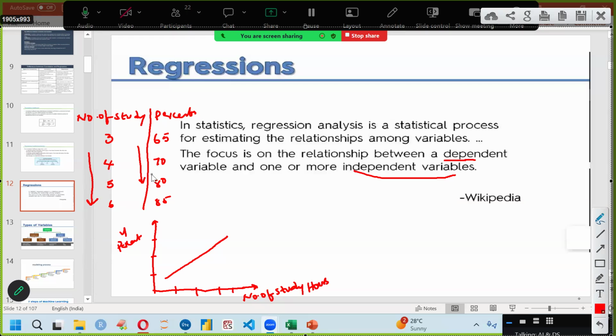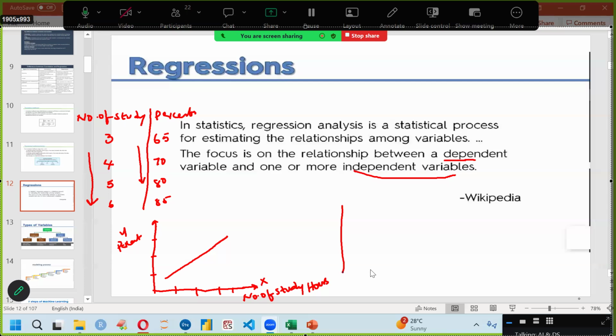Fine. And if you observe, common sense says that as the number of study hours is increasing, the percentage is increasing. Increase in percentage is not making the study hours increase. So here we say this X, number of study hours, is the independent variable.